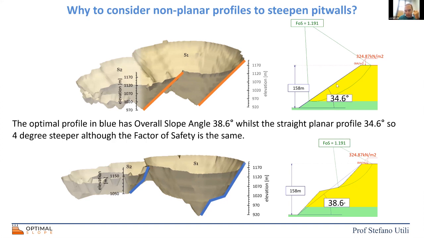So for the same factor of safety, without compromising safety, purely by changing the shape of the slope, we have got an increase in the overall slope angle of 4 degrees. And this is key in order to design more efficient mines.